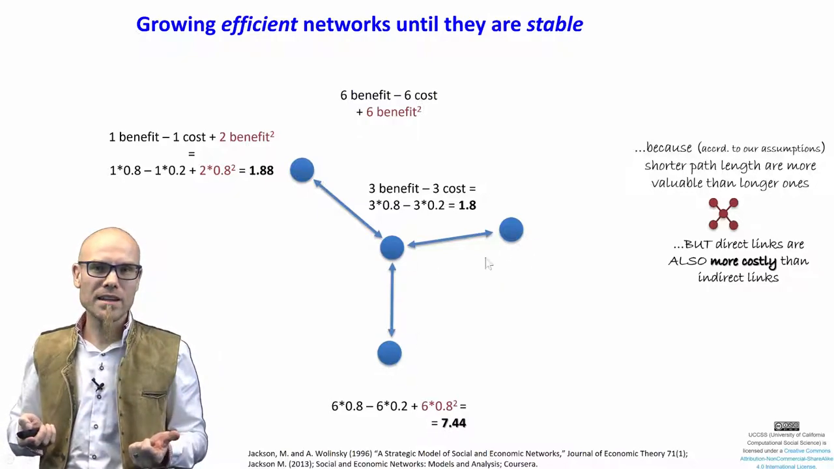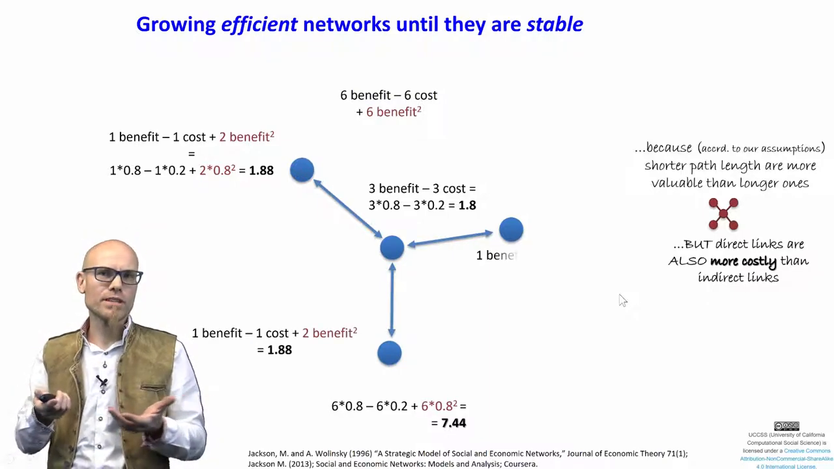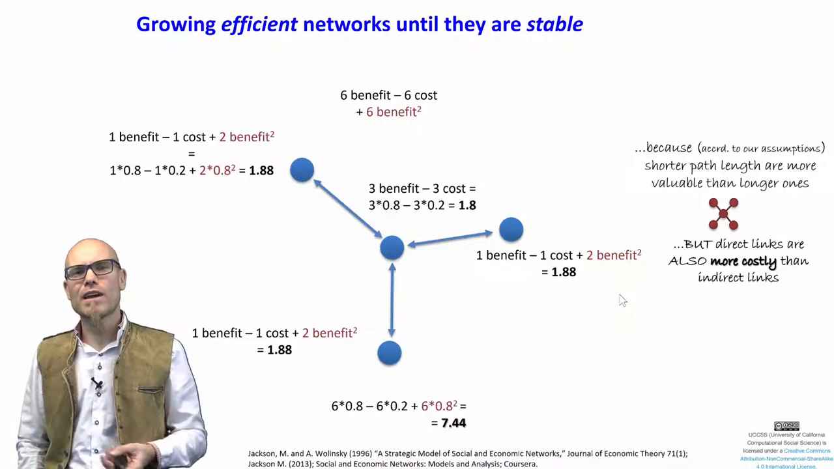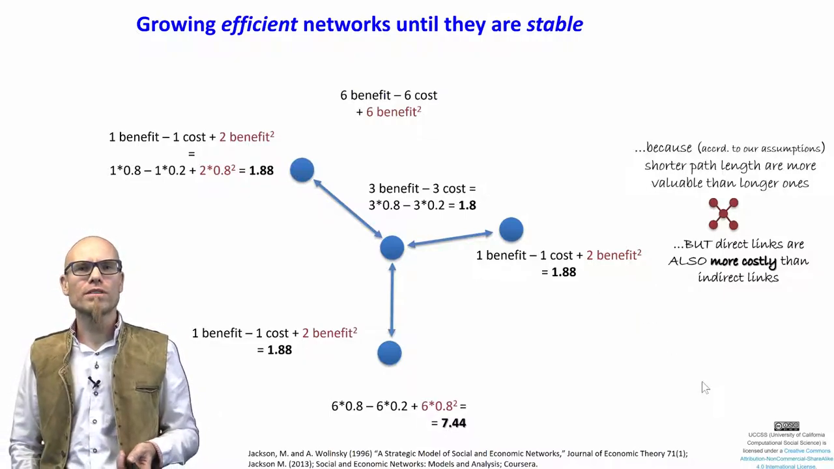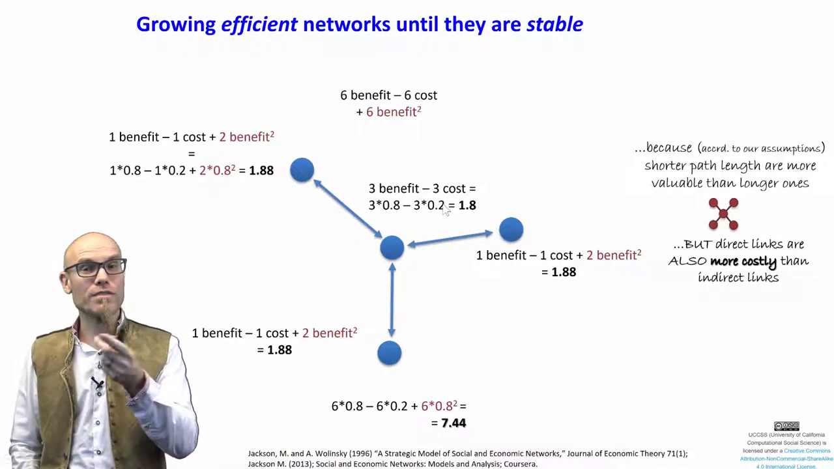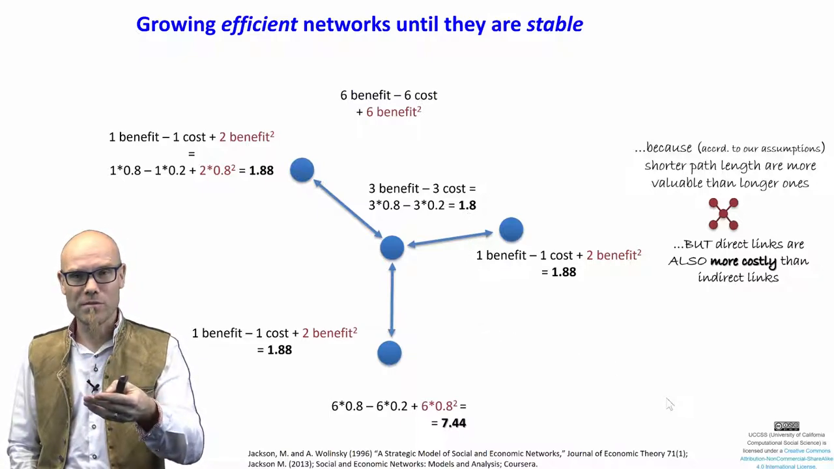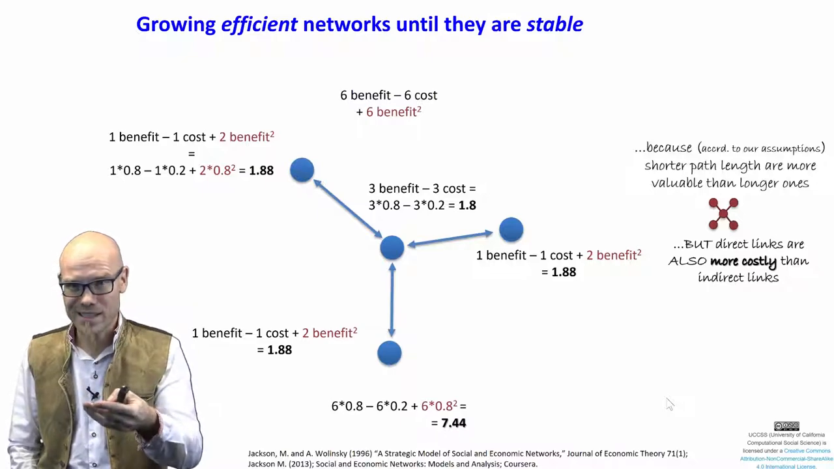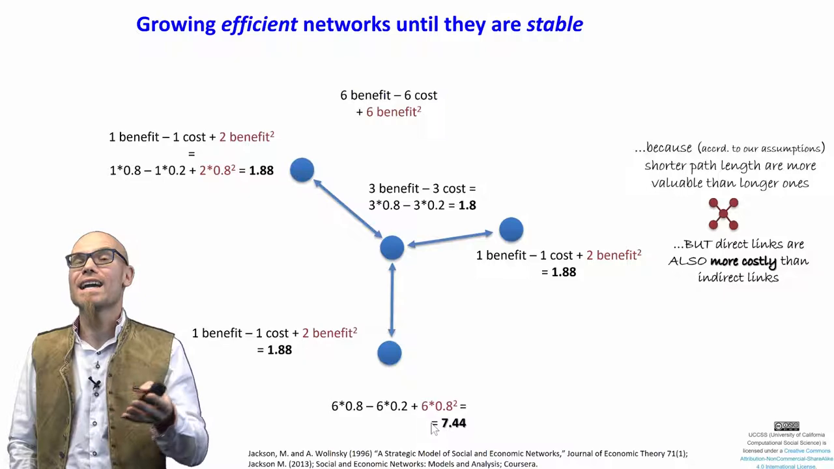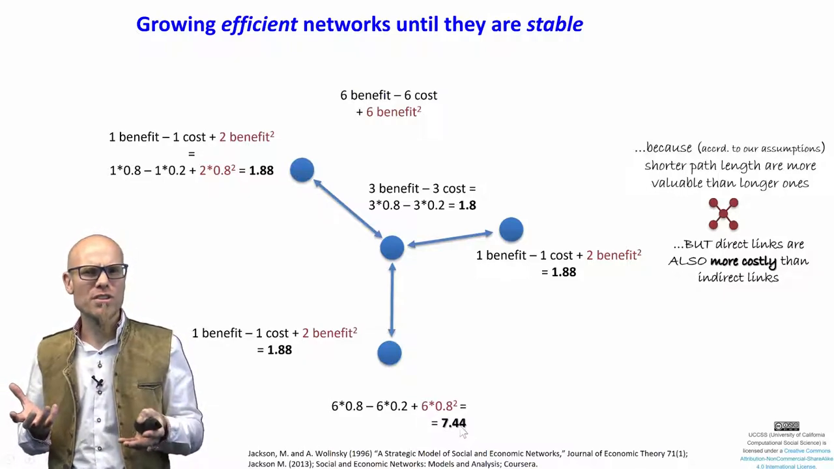What about the other two pendant nodes? Well, they are the same, right? Yes, you can do the same calculation again. Also, one direct benefit, one direct cost, and two indirect gives also 1.88. So actually, the middle one is kind of worse off here. Now, if you sum that up, 1.88 plus 1.88 plus 1.88 plus 1.8, you get the 7.44 of total societal benefit. And we see that this total societal benefit is unequally distributed.